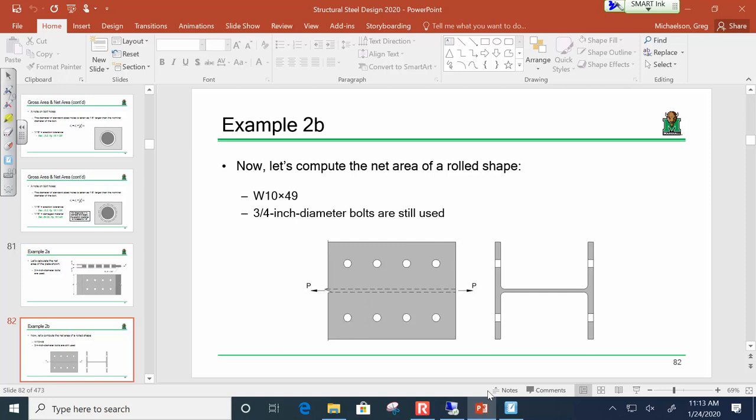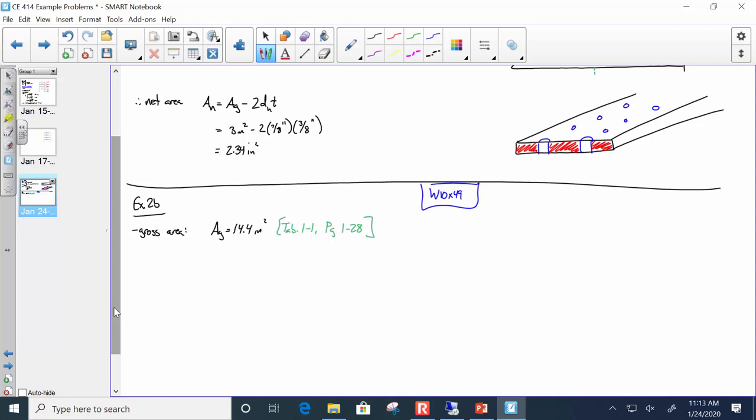You always use the decimal value. If you use the fractional value for the math, you might as well take out your hand and do that. Don't use the fractional values for the math. That's for the AutoCAD folks. Okay? So we've got the gross area. We've got the hole diameter. So d_b is 3/4, d_h is 7/8. Flange thickness.